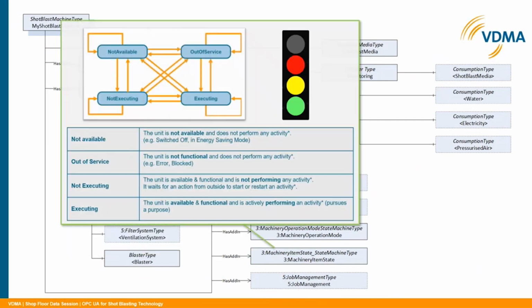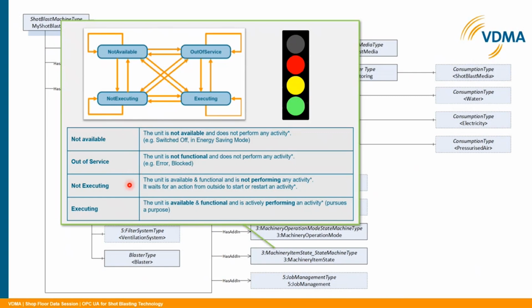Beside the job management building block, we implemented the machinery item state machine type. The machinery item state machine is a state machine with 4 different states: not available, out of service, not executing, and executing. The not available state is telling you that the machine is not reachable for any reason, for example, it's turned off. The out of service status tells you that the machine is blocked for any reason, or it's broken.